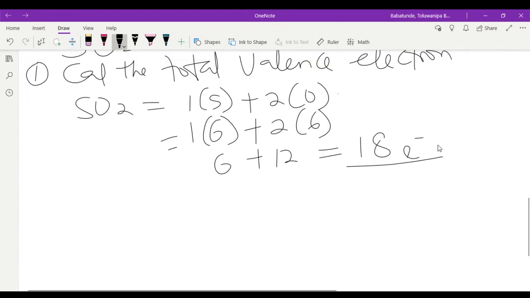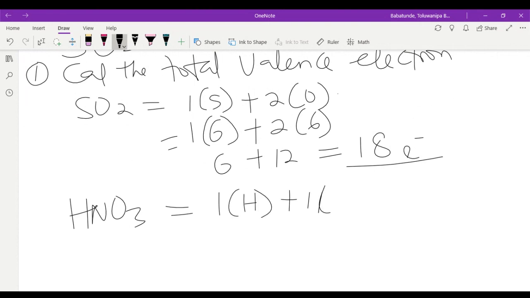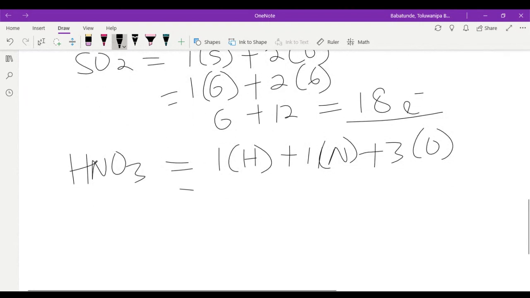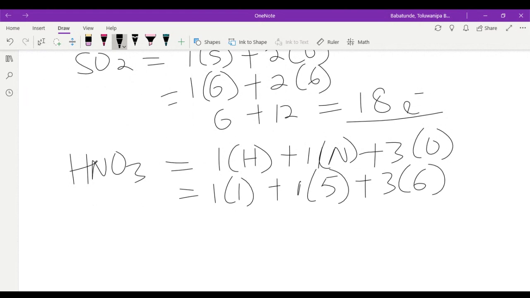Let's say you are asked to find the total valence electron for HNO3. We know that we have 1 of hydrogen plus 1 atom of nitrogen plus 3 atoms of oxygen. The valence electron of hydrogen is 1, the valence electron of nitrogen is 5, and the valence electron for oxygen is 6. So we have 1 plus 5 plus 18, and that gives us 24.